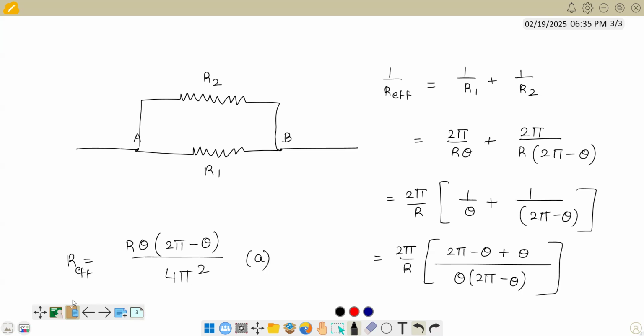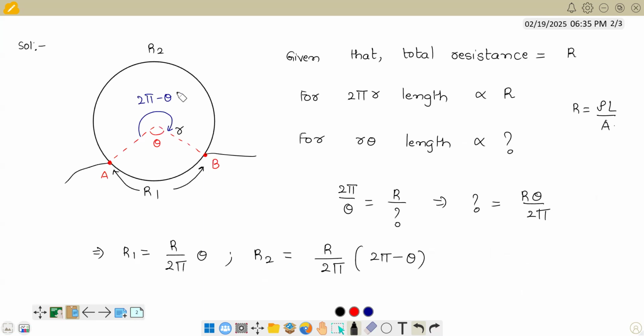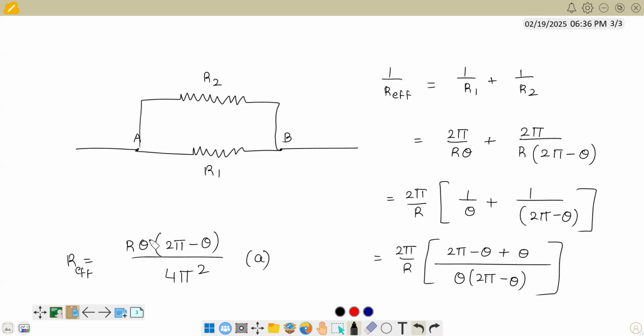That is option A. Again, I will repeat. If in a ring you randomly select 2 points, the lower part would behave like one resistor and the upper part would behave like one resistor. And we found the resistance of the lower part and the resistance of the upper part. And finally, we found the R equivalent: R theta into 2 pi minus theta by 4 pi square. Hope you understood how I have solved. Thank you.